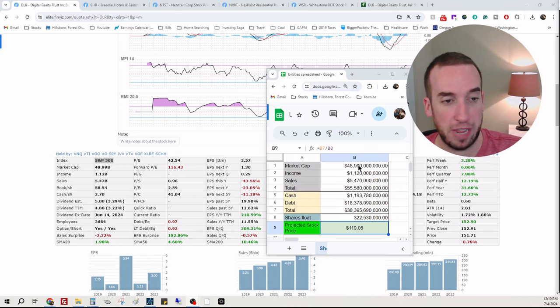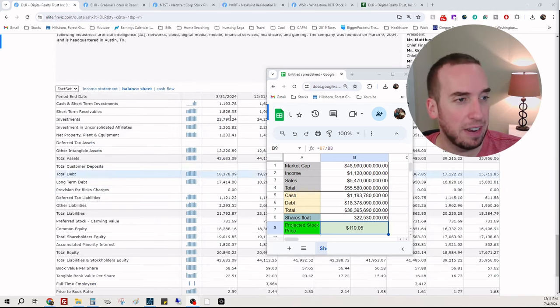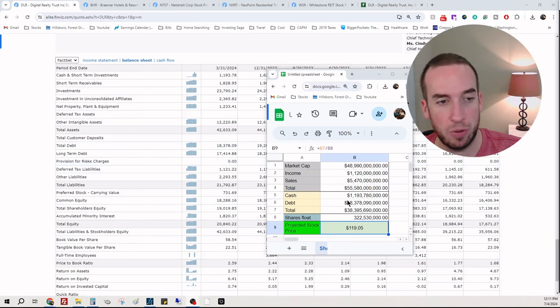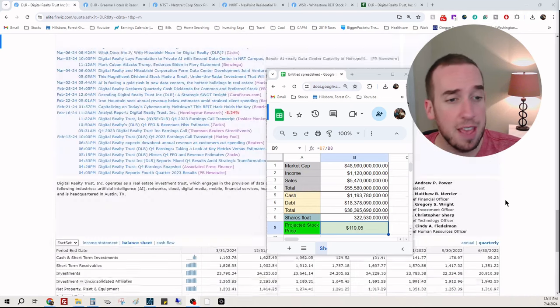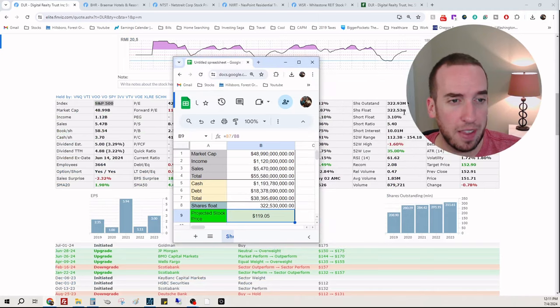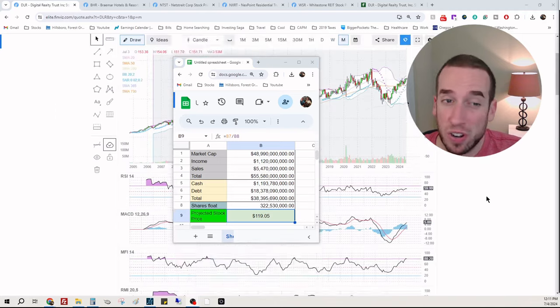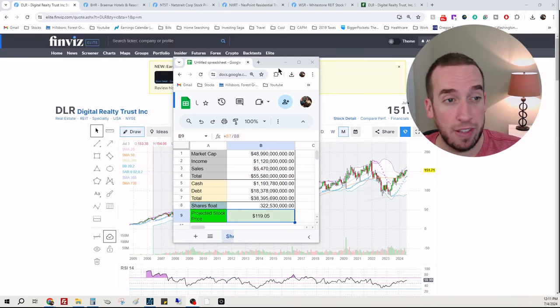So basically, we have a market cap of $48.9 billion. Income of $1.12 billion, sales of $5.47 billion, which gives us our $55.5 billion. Our cash, they have $1.19 billion in cash, which is great. Debt, $18.378 billion. And then we have our top total, and then incorporating that down here, our new total is $38.395 billion. Then we divide that by our shares float of 322.53, and we get a stock price of $119. Current stock is at 151, meaning this is overvalued.